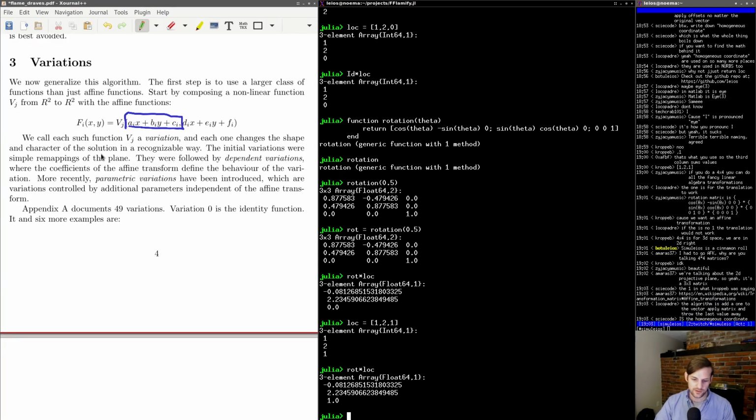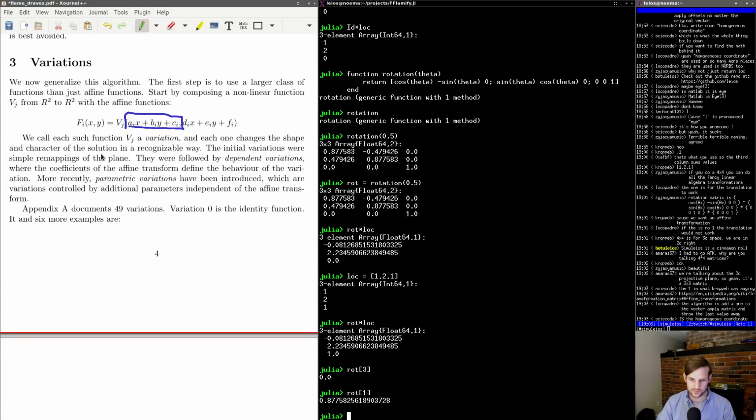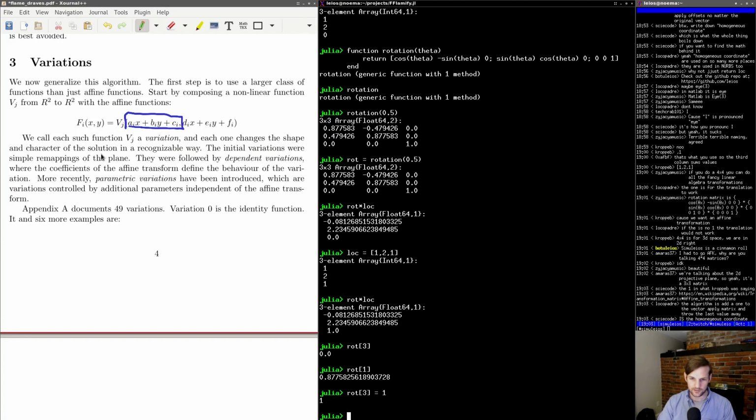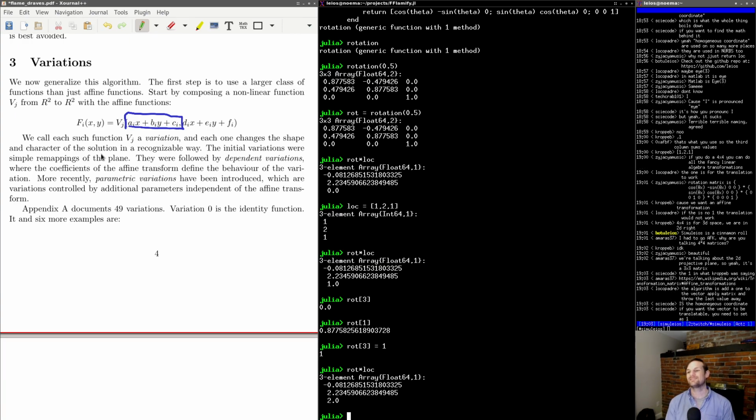Okay. The thing here is though, I only want to output the. So let's give the rotation matrix of 3, I guess. That should be 0. Let's give it some sort of translation. Sorry, rot of 3 is going to be equal to 1. And now let's see what happens if we do rot times location. Yeah, see, that's what I thought. That doesn't do anything. So how do we bring that back to 2D then?